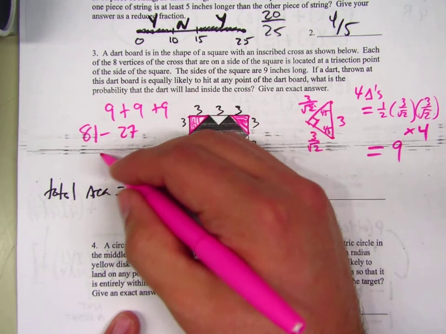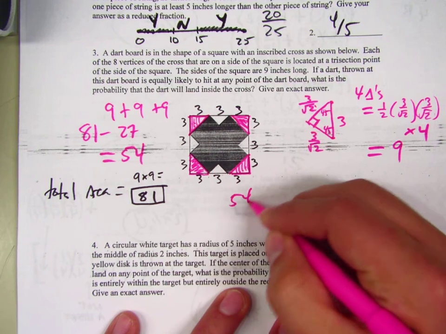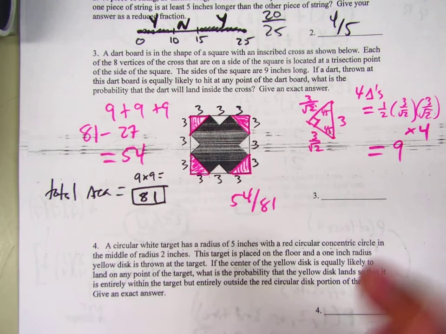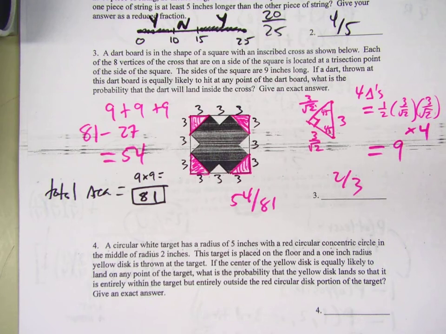That means the area that I want is 54. So whatever 54 over 81 is, if you reduce that, I think that's 2/3. Any questions so far? Yes.